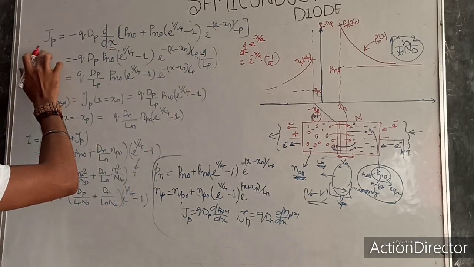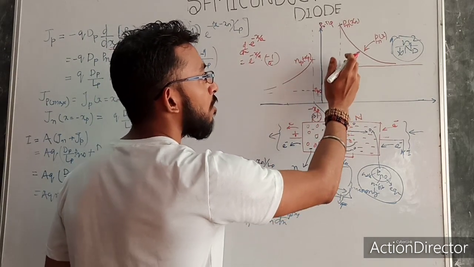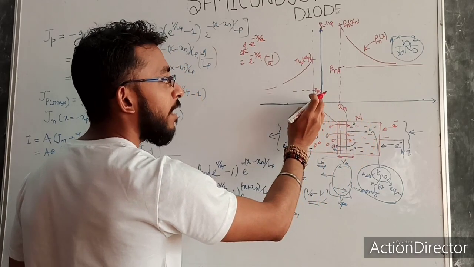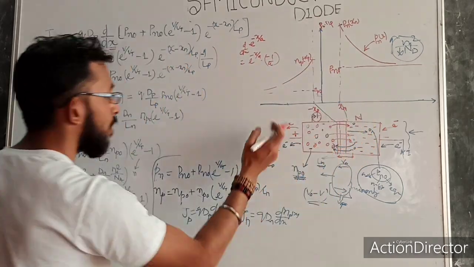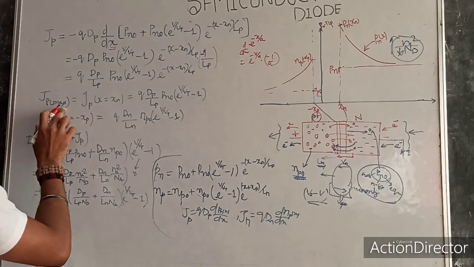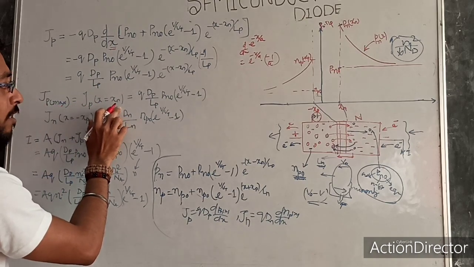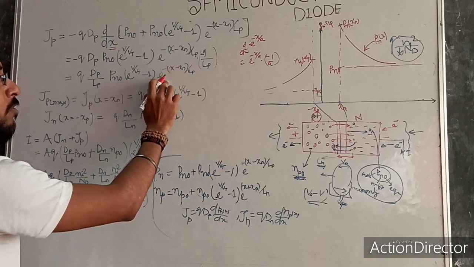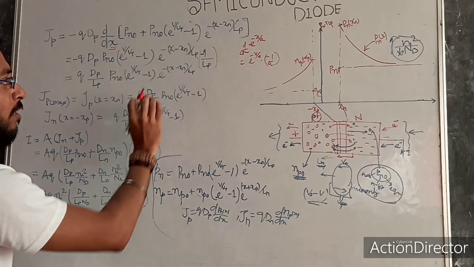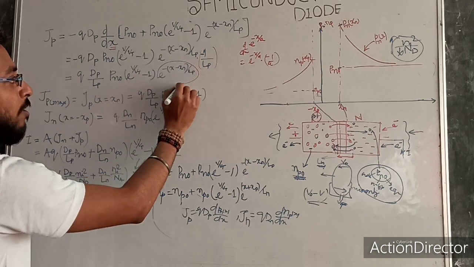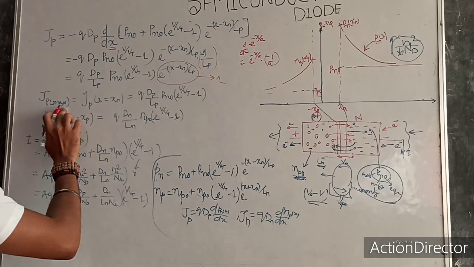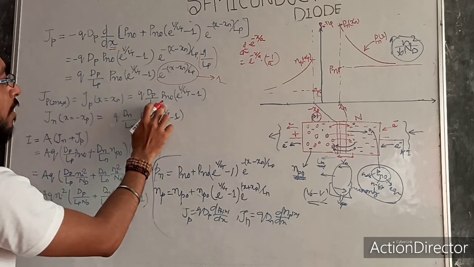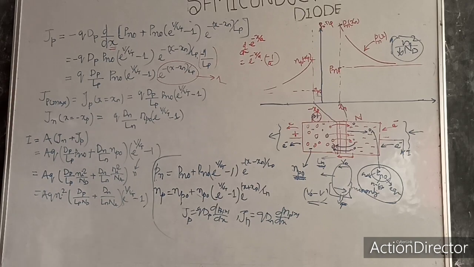Just tell me, when will this current be maximum? At this junction only. At this junction the current will be maximum for the n side, and at this junction the current will be maximum for the p side. So for Jp maximum, Jp when x equals xn, xn minus xn becomes 0, so e power 0 is nothing but 1. This value will give me 1 when x equals xn. Then my Jp becomes q Dp upon Lp times Pn naught e power V by Vt minus 1, same as that.